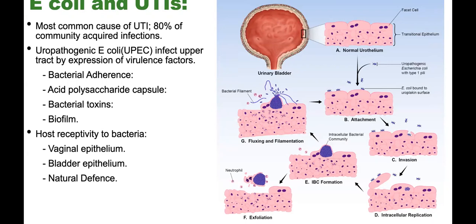This polysaccharide capsule basically helps the bacteria to be protected from phagocytosis by the host immune system. The bacteria also produce toxins like hemolysin B, which creates pores in the host cells so that the bacteria can infiltrate. The host itself is also receptive to bacteria.